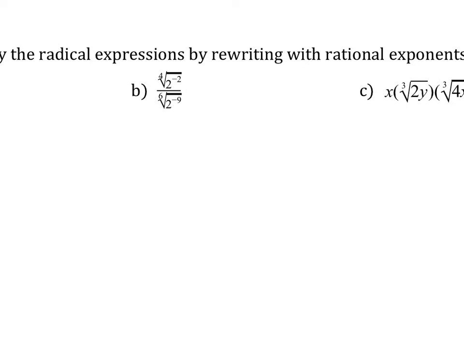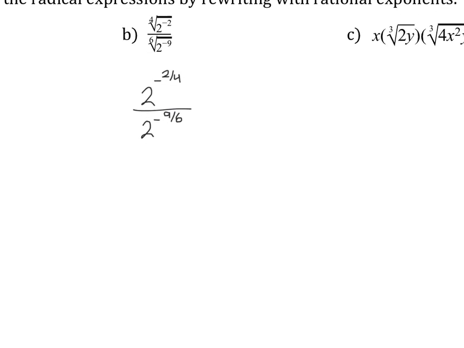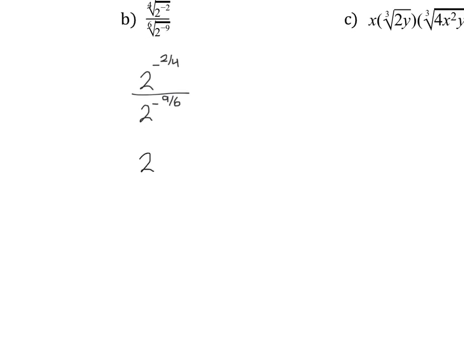So here, again, we wouldn't be able to divide these how they look now, because this is a 4th root and this is a 6th root, and you can only divide when the indices, the index here and here, are the same. So let's try rewriting these with rational exponents. So in my numerator, we have 2 to the power of negative 2/4. In our denominator, 2 to the power of negative 9/6. Let's simplify both of those fractions. So 2 to the power of negative 1/2 and 2 to the power of negative 3/2.